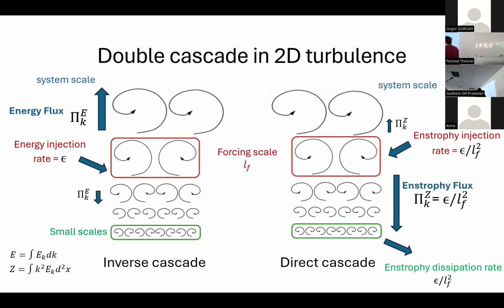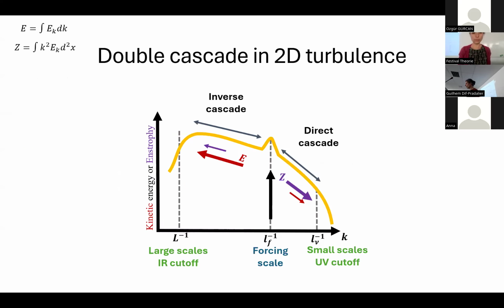So in this 2D system, we have a direct cascade of entropy to small scales and a reverse cascade of energy to large scales. So these are the two cascades. And usually, the way that we present this picture is that you have K space, and then the kinetic energy or entropy. You have the forcing scale, and then you have entropy going to smaller scales until the cutoff related to viscosity, and you have energy going to larger scales, and there is an IR cutoff that has to do with the system size.